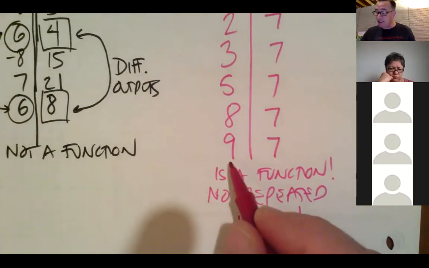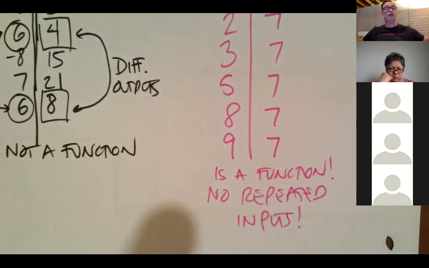Now, if I have all of a sudden a 2, 8, done. It's not a function. The Y values can repeat. It's totally okay for the Y value to repeat. That's fine. The X values cannot.